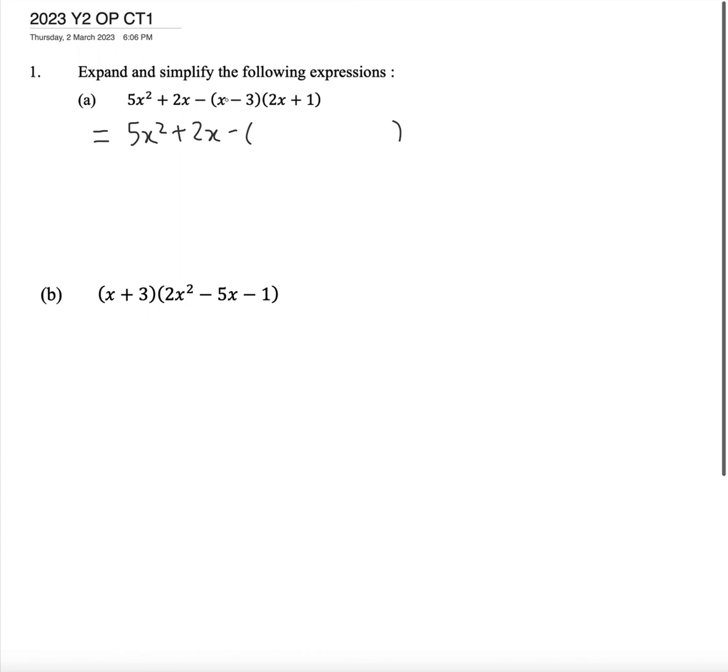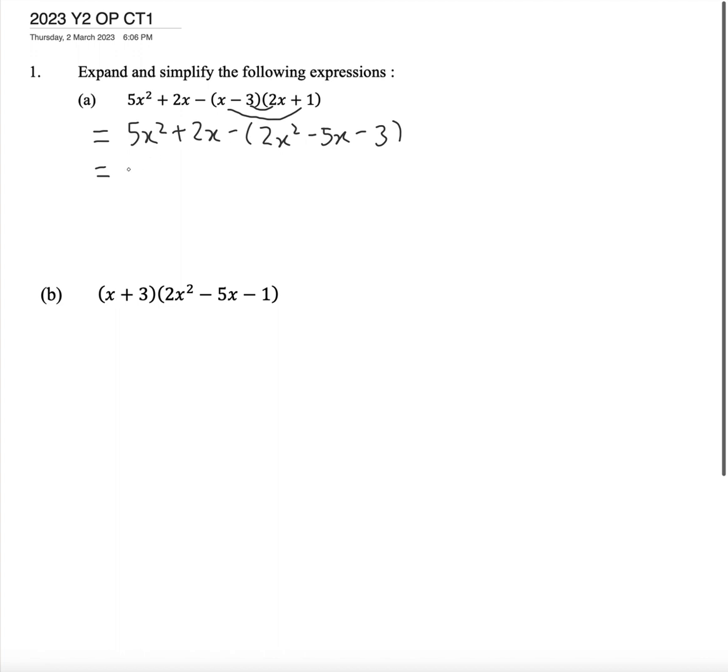Using the FOIL method, the first term multiplied by the first term will give us 2x squared. And the middle term, we have the inner minus 6x and the outer plus x. Minus 6x plus x is minus 5x. And the last term, minus times plus is minus, and 3 times 1 is 3.